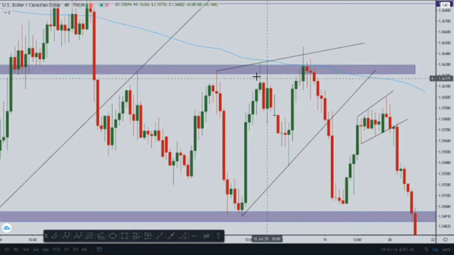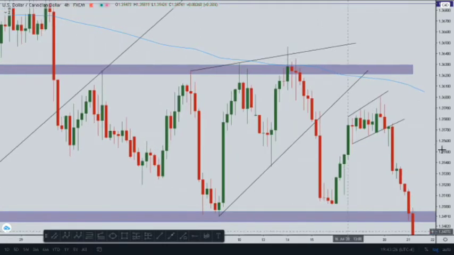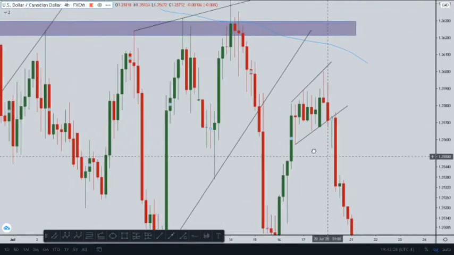We see that price did what? 1, 2, 3. 3 touches on the resistance level means what? Price is gonna fall and hit support. And of course it's a new support that was being formed there. Then we're going to see that price came all the way to this level.